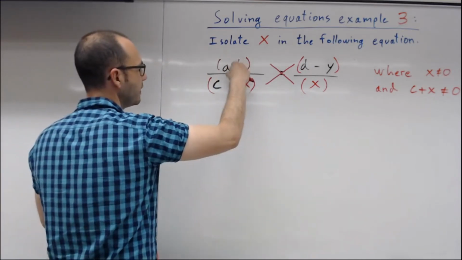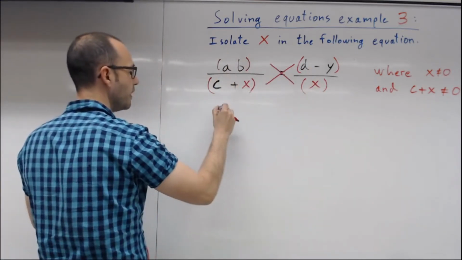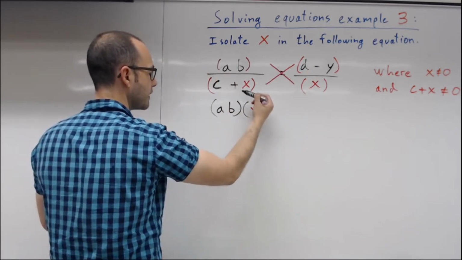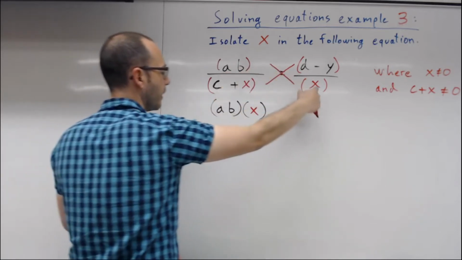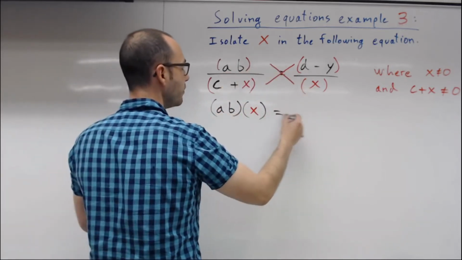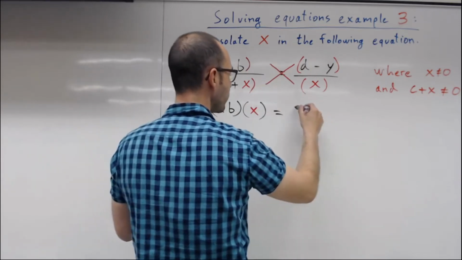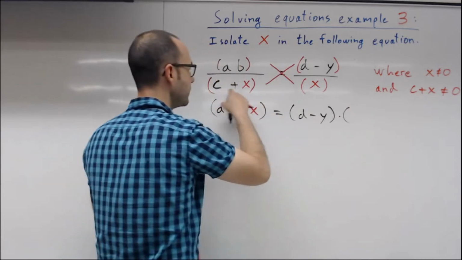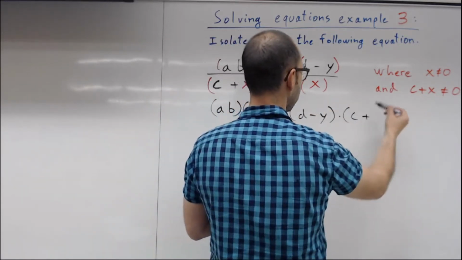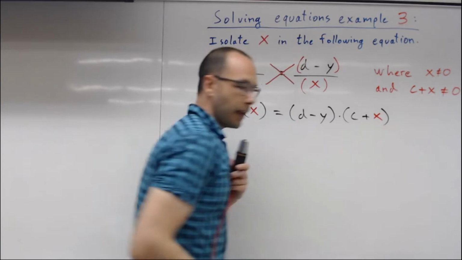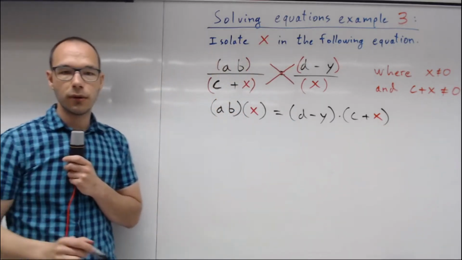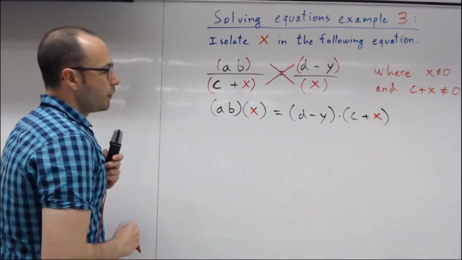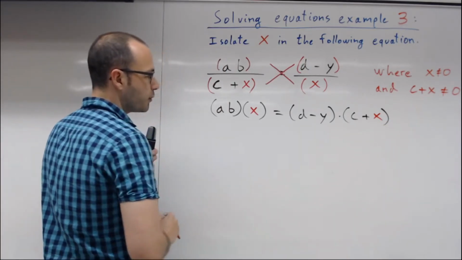So I'll multiply this one with this one, so it's going to be AB multiplied by X. Then this one multiplied by this one, so it's going to be D minus Y multiplied by C plus X. And this is a much simpler problem because now we do not have any fractions. What are we going to do? We're going to just get rid of the brackets.